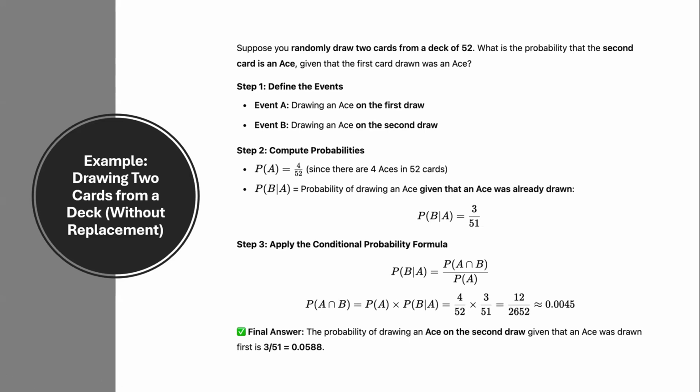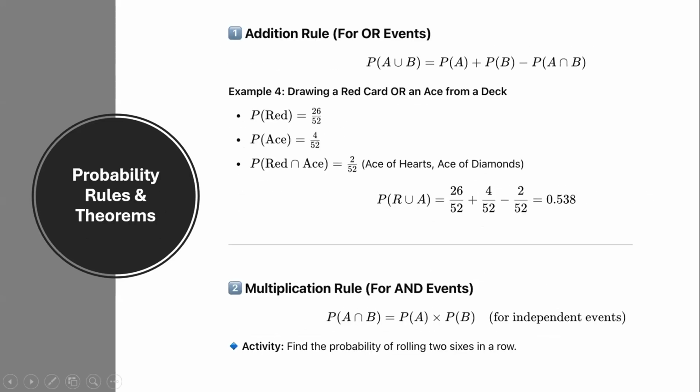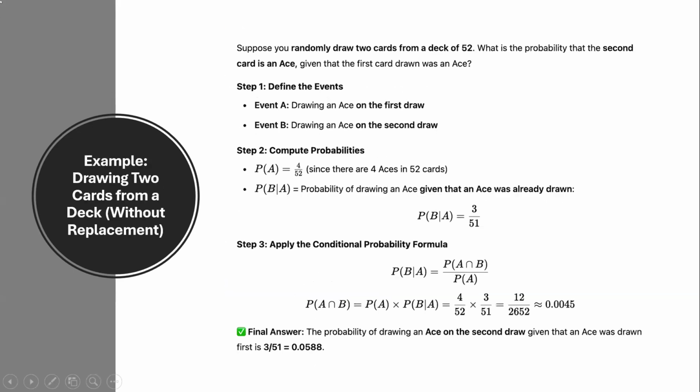When you're trying to solve a conditional probability problem, first of all you have to identify the events in the problem statement. So what are those events here? The first event is drawing an ace on the first draw.